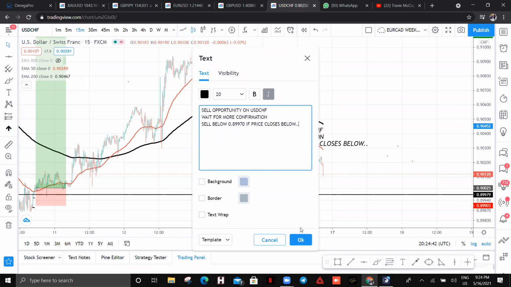But for now, don't sell this market until you see this. Buy only if, on M15, two candles close above 0.89970. All right. But I see more of a sell than a buy.